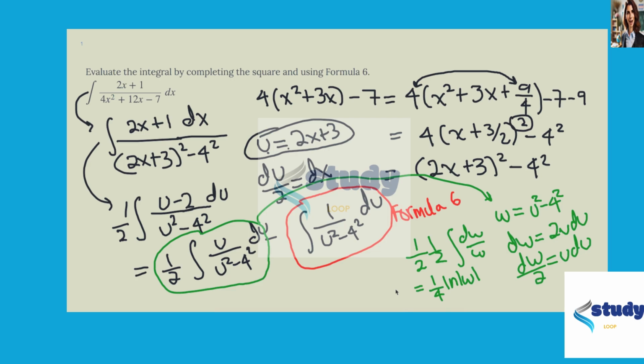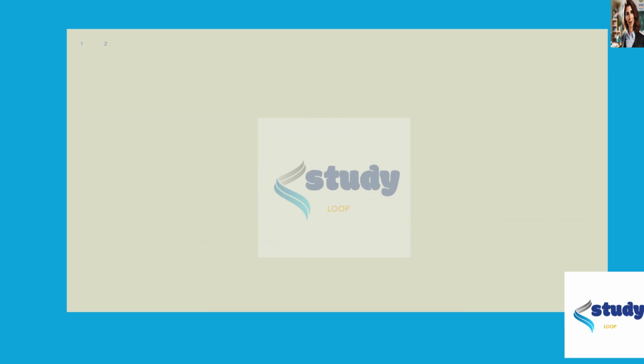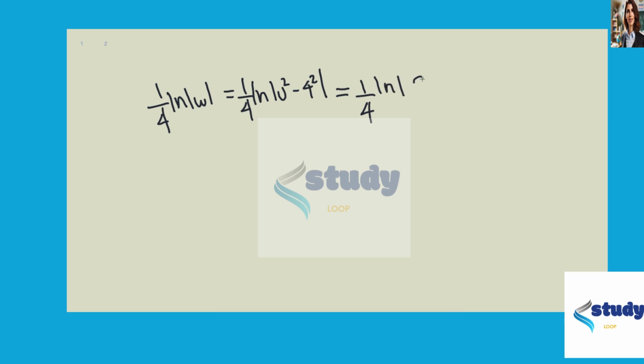And I'm running out of room here. Let me go to the next page. 1 over 4 natural log absolute value w. But using the definition of w, that's just u squared minus 4 squared in the absolute value. Let's not worry about the constant of integration because we still have another integral to compute. We'll add the c in at the very end. Using the definition of u from the original substitution, natural log absolute value (2x plus 3) squared minus 4 squared.